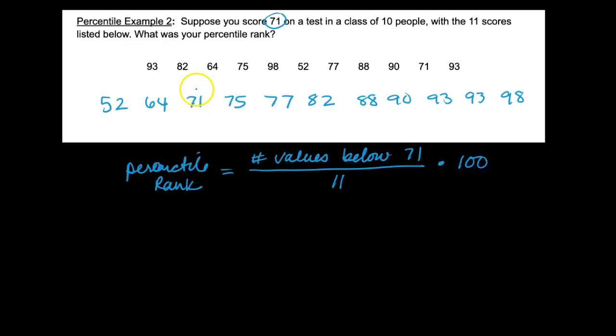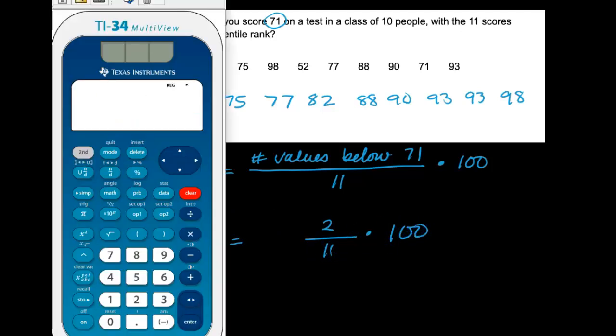And so I'm going to find 71 in the list. So 71 is right here, and it looks like we have 2 values below. So in my formula, I'm just going to write 2 divided by 11 times 100. And I'll just use my calculator here. So 2 divided by 11 times 100. And we've got 18.18 repeating. And so we round to the nearest whole number. So the nearest whole number would be 18. So we're going to say this is about the 18th percentile.